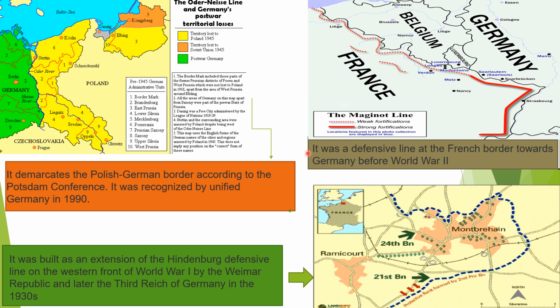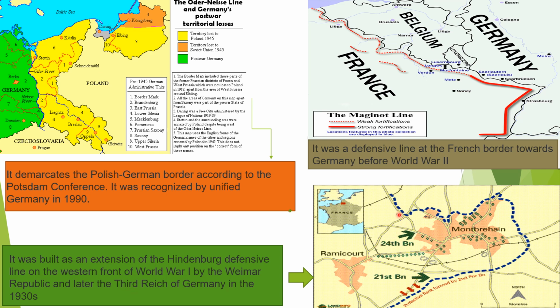Look at this picture. These lines are called the Maginot Line, which divides France and Germany. It was a defensive line on the French border towards Germany, demarcated before World War II.